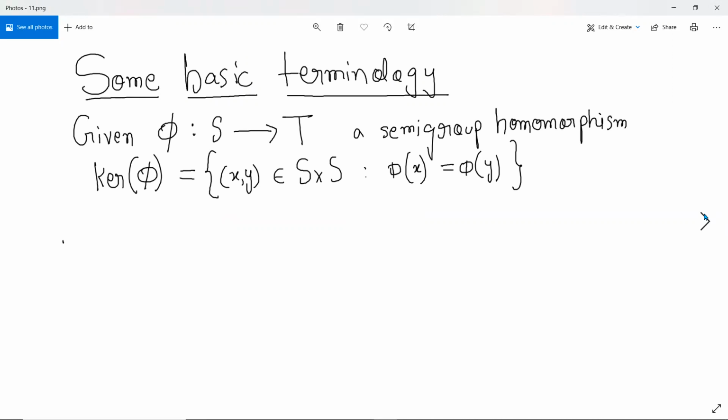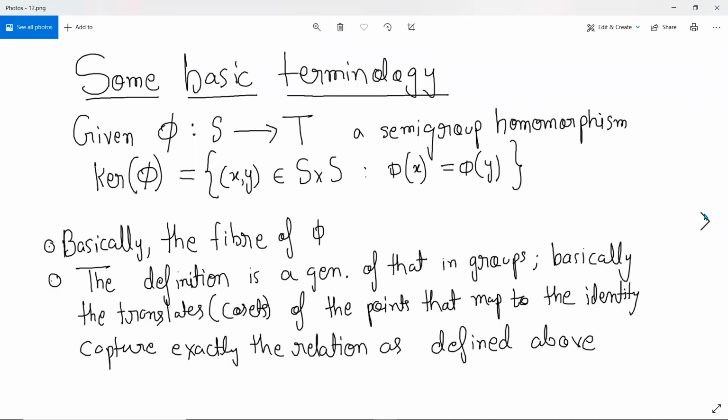of functions. The kernel of a map is a relation on the set. So it's an equivalence relation. It's a partition of the domain set, where x and y are related if phi x and phi y go to the same point. So basically the fibers of the map phi.